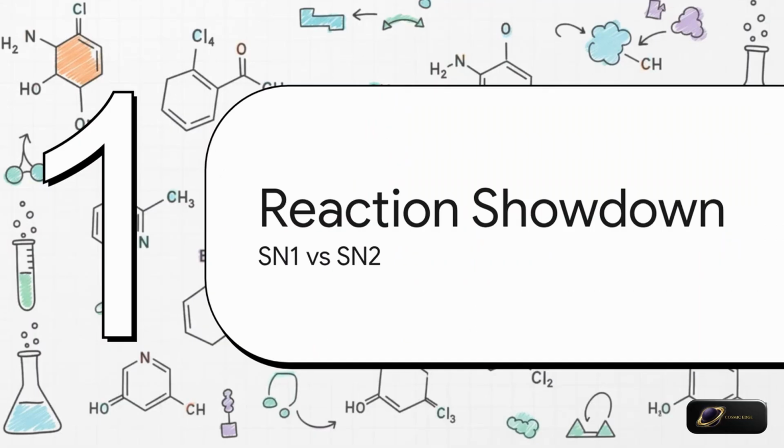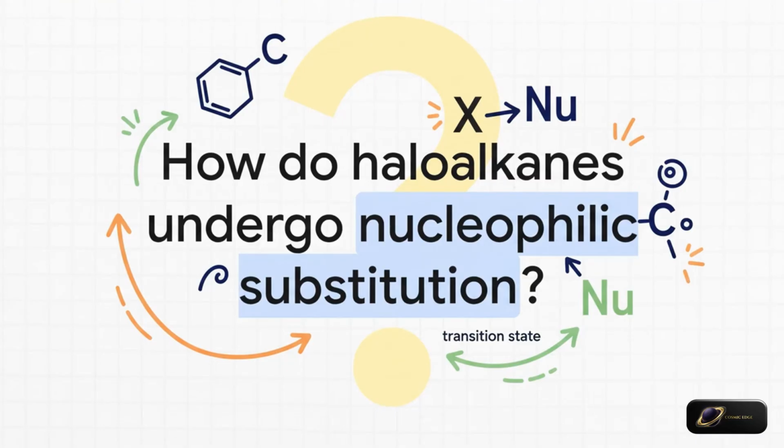All right, we know how to make them, but now we get to the real heart of it. How do they behave? When a haloalkane reacts, it usually does something called a nucleophilic substitution. But it turns out there are two different ways this can go down. So let the showdown begin. SN1 versus SN2. So here's the big question. When a new group comes in to replace the halogen, how does that switch actually happen?